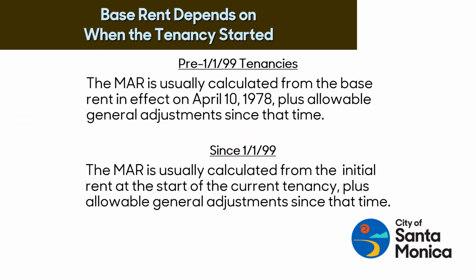How is the MAR determined? Before the law was changed, if the tenant moved in before 1999, the rent went with the unit and was registered with the rent in effect on April 10, 1978, with all subsequent increases to the present. When the law changed, if the tenant moved in after 1999, the rent goes with the tenant. That owner can reset the MAR or rent with each tenancy and must register that rent with the board.